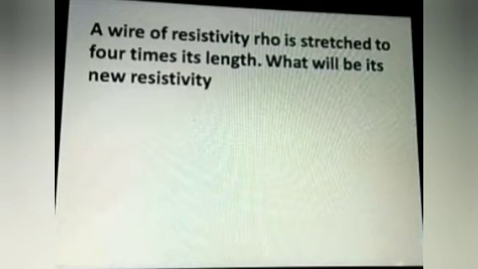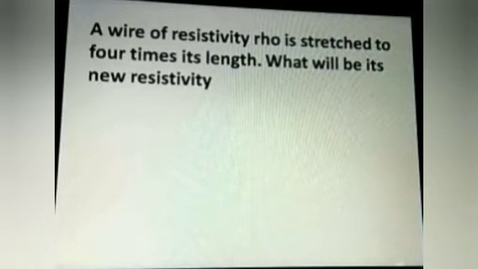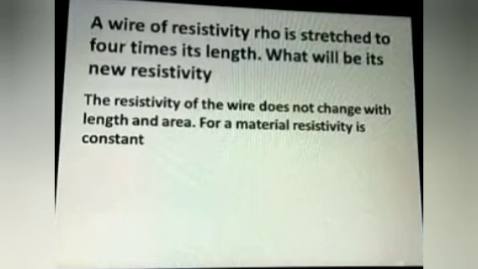A wire of resistivity rho is stretched to 4 times its length. What will be its new resistivity? The resistivity of the wire does not change with length and area. For a material, resistivity is constant.